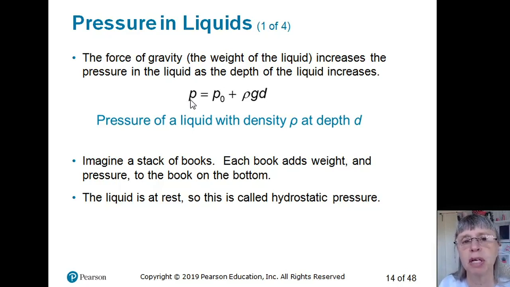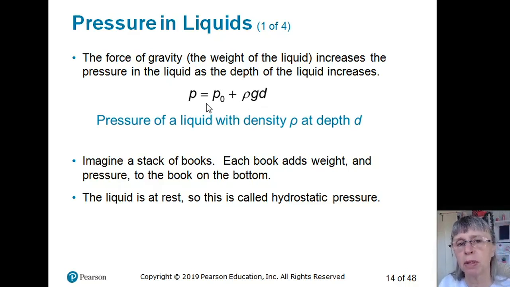The total pressure in a fluid is equal to the ambient pressure, that's the pressure at the top of the fluid, plus the density times gravity times the depth of the fluid. The easiest way to explain this is to imagine a stack of books. As each book gets put on top, the deeper the stack of books, of course, the heavier all those books are. That means there's going to be a larger force on the table over the area of that book. So clearly, even if you're talking about books, the pressure on the table is proportional to the depth of the books. So this is exactly the same.